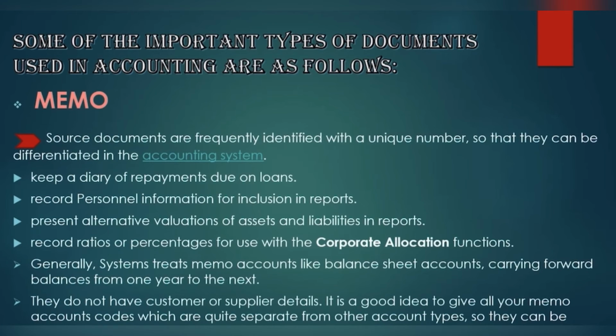Some of the important types of documents used in accounting are as follows. Memo. Keep a diary of repayment due on loans. Record personal information for inclusion in report. Present alternative valuation of assets and liabilities in report. Record ratios or percentage for use with the corporate allocation function.